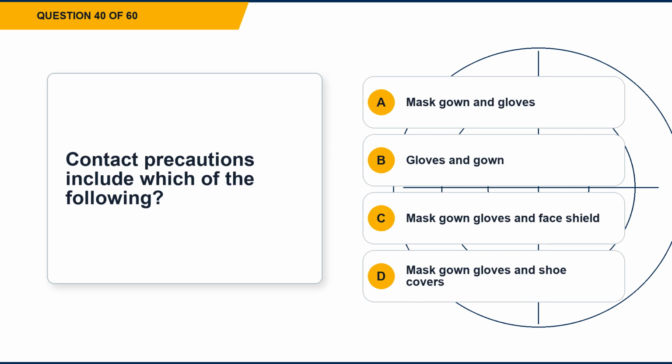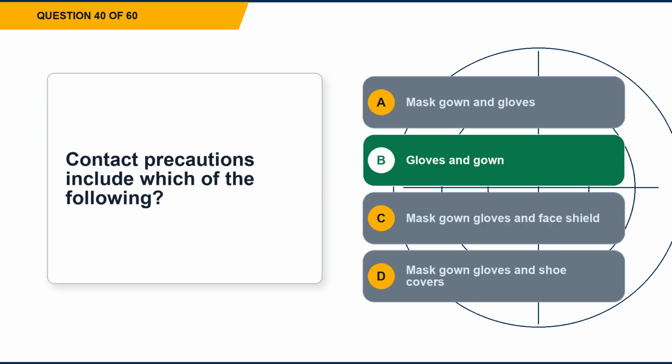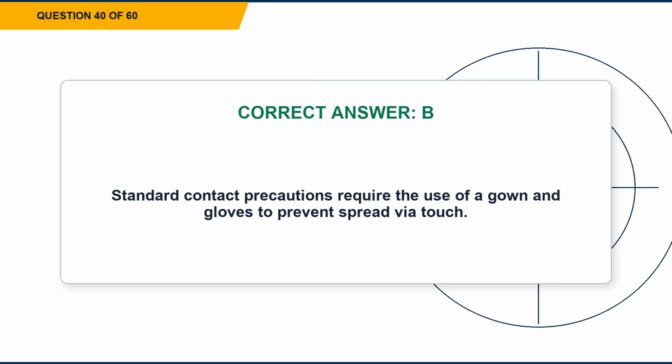Contact precautions include which of the following? Option A. Mask, gown and gloves. Option B. Gloves and gown. Option C. Mask, gown, gloves and face shield. Option D. Mask, gown, gloves and shoe covers. The correct answer is option B. Gloves and gown. Explanation. Standard contact precautions require the use of a gown and gloves to prevent spread via touch.